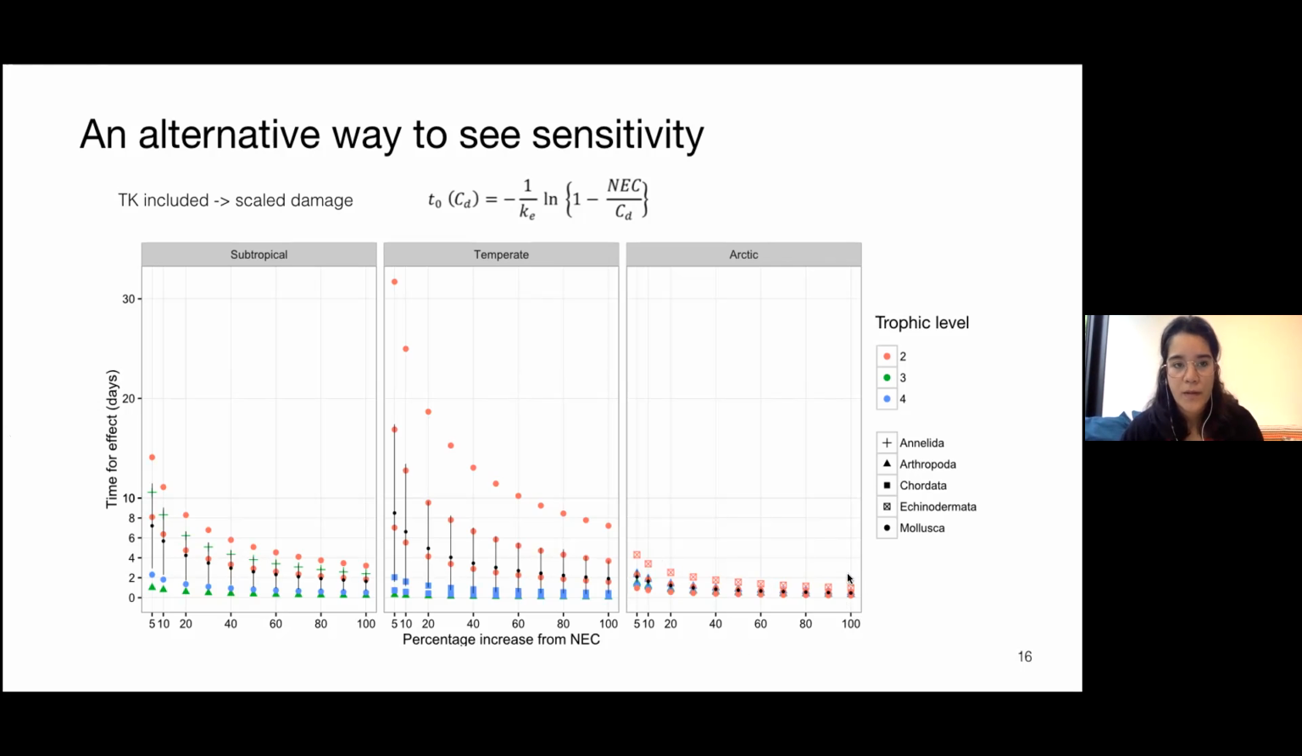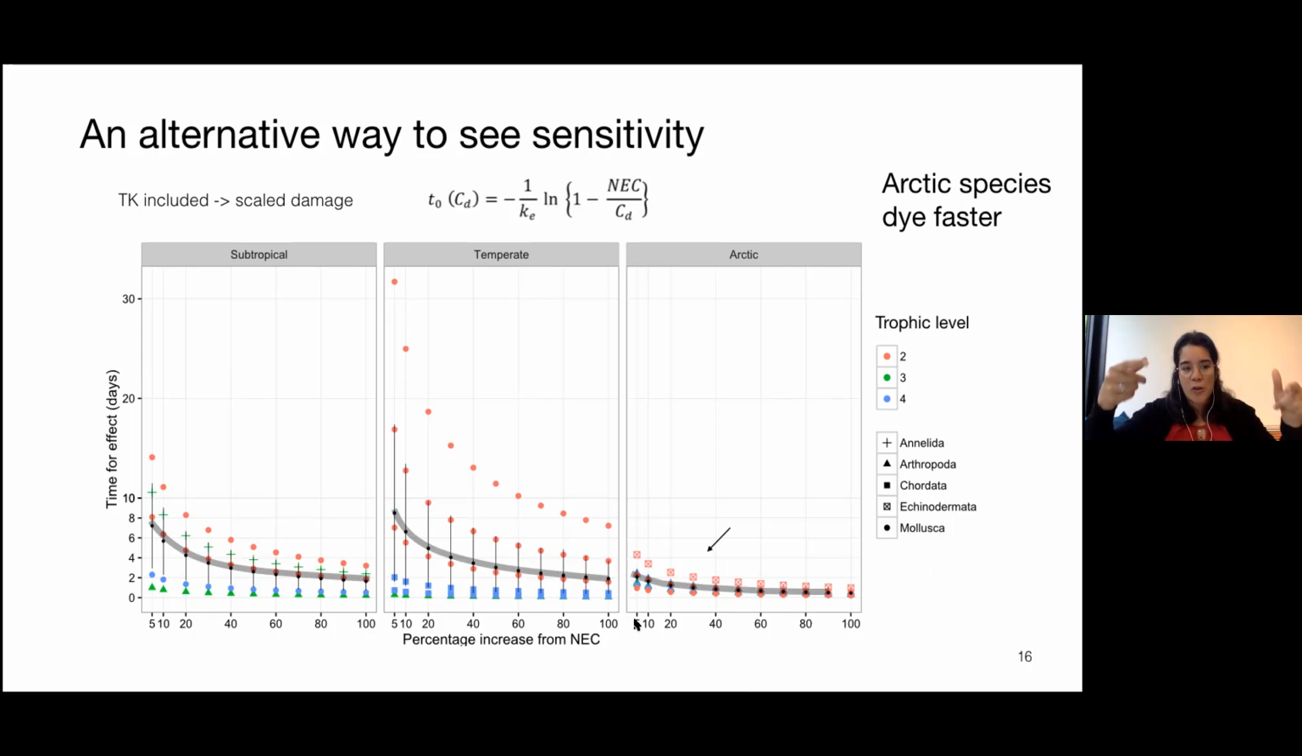the average time that it takes for our species to start dying if we increase by 5% the external concentration regarding their NECs. So each species has a NEC value, and if we increase the external exposure concentration to 5% higher than their NEC, they will start dying. In this case, the Arctic species start dying 2 days after the exposure, whereas temperate can withstand over 9 days and subtropical over 7 days.